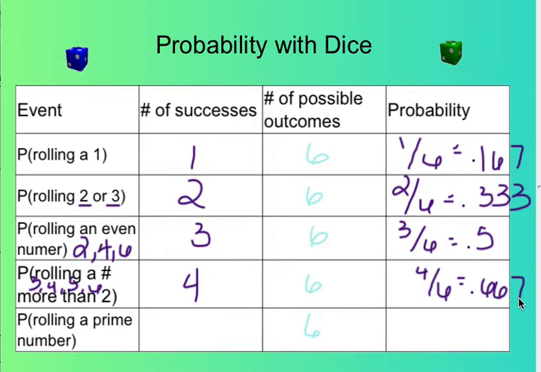So taking a look at the next one, the probability of rolling a prime number. Well, prime numbers are divisible by 1 and themselves, and that's it. 1 is actually not a prime number. 2 is a prime number, 3 is a prime number, and 5 is a prime number. And just as a general heads up, 2 is the only even prime number. Every other prime number from there on out is going to be odd. So there's 3 prime numbers on a dice, so 3 out of 6 is going to give me 0.5.